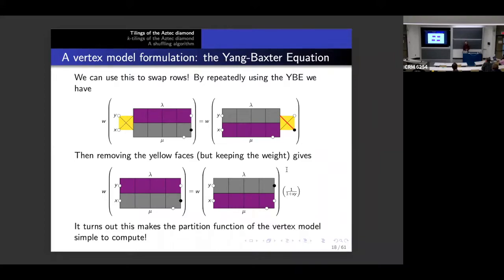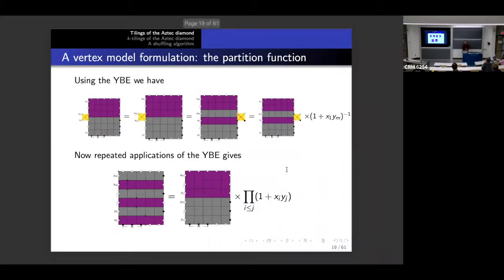And this is nice because it makes the partition function very easy to compute. So we can start with a vertex model where we have all the gray rows on the bottom and all the purple rows on the top. And then we'll just repeatedly use the Yang-Baxter equation to swap rows and keep track of all the factors we get every time we do this. And eventually we can swap all the rows until we get the lattice model we want, where the purple and gray alternate. And we know that the partition function of this will be the partition function of the thing we started with, gray on bottom and purple on top, times some overall factors.